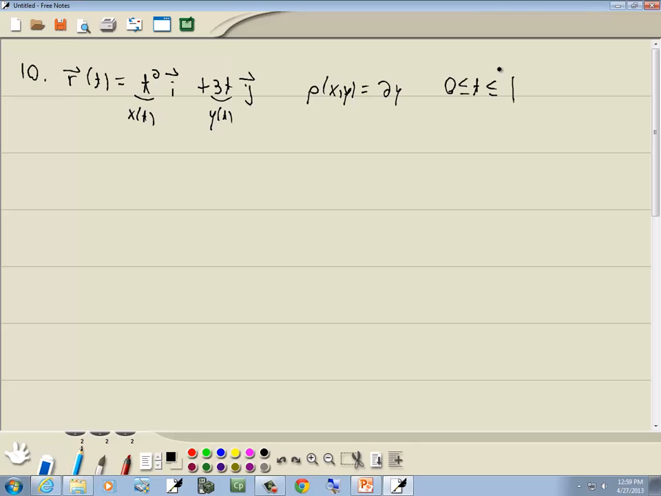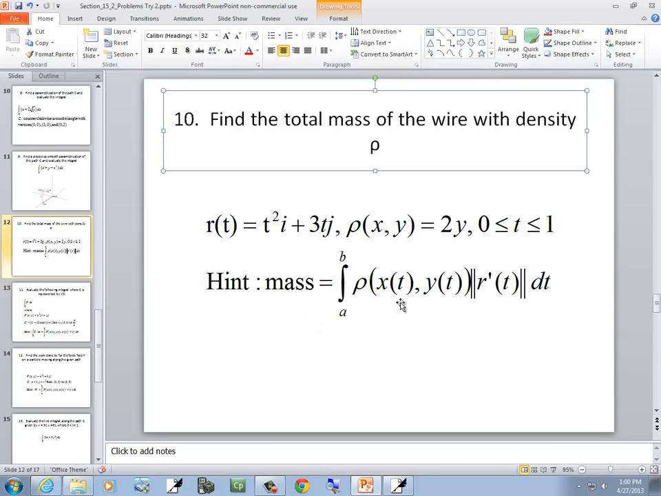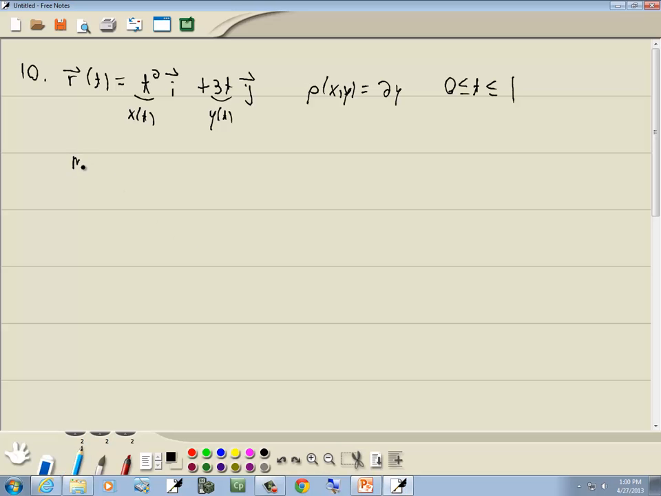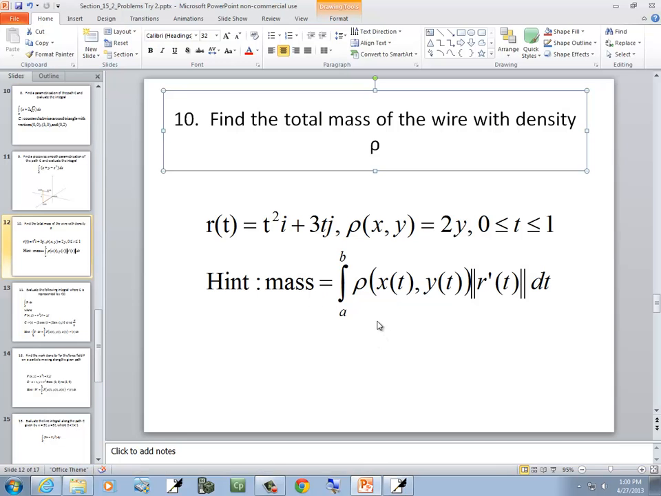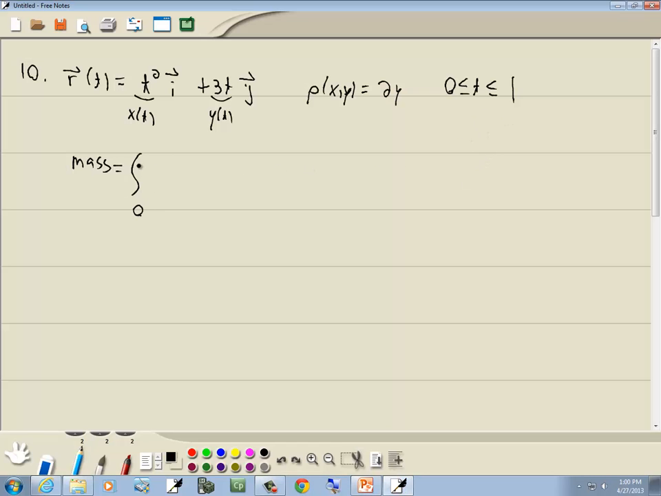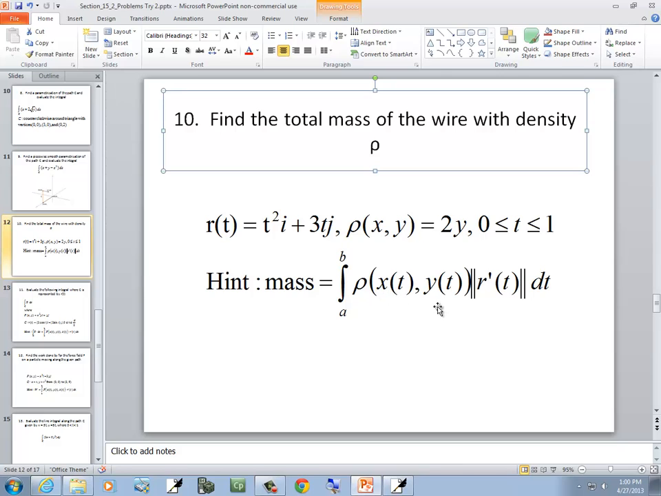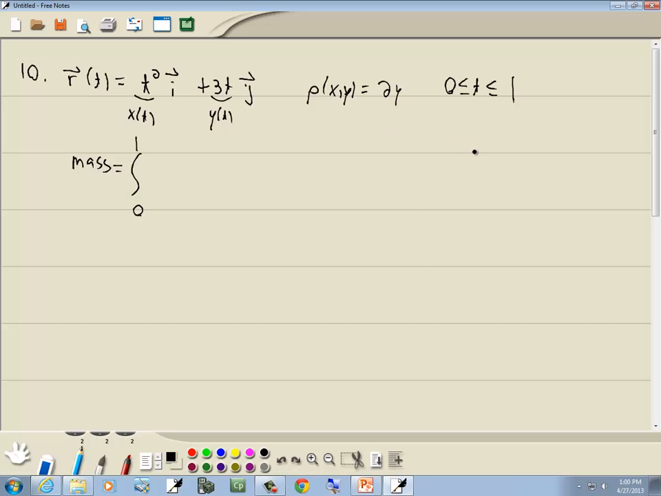And I wrote the formula down at the bottom, or in the hint there. So mass is equal to this formula. It's asking us to find a mass. So our mass is equal to going from a to b, which is your t values, so it's going from 0 to 1. And then your rho comes next. But rho is something special. Here we got rho of x, y is equal to 2y. But they want us to have rho of x of t, y of t. So we're going to take what we identified here, x of t is equal to t squared, y of t is equal to 3t, and we'll plug those in.